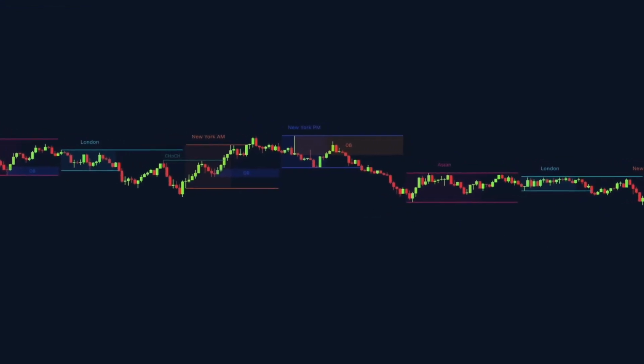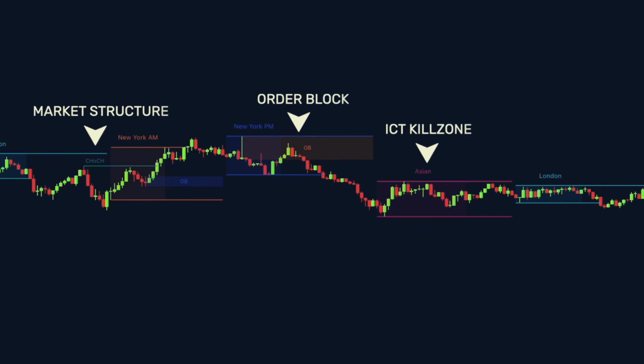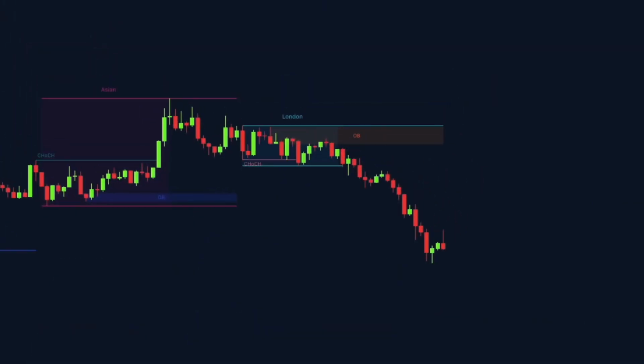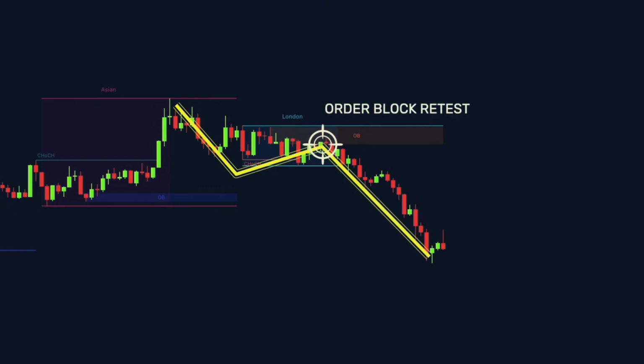The ICT Kill Zones Toolkit includes the following price action components: ICT kill zones with pivot highs and lows, order blocks, breaker blocks, fair value gaps, and market structure shifts. By combining these components, the ICT Kill Zones Toolkit equips you with a complete framework for analyzing the market and identifying setups of interest. Leveraging these tools effectively can enhance your decision-making process and improve kill zones readability.